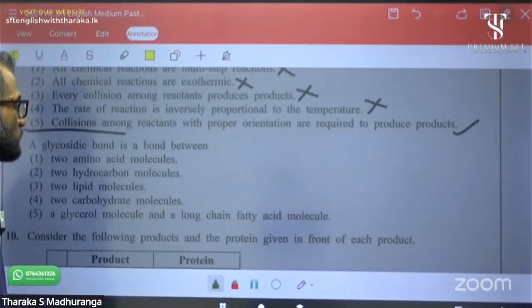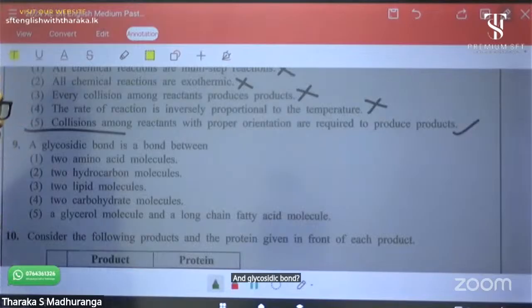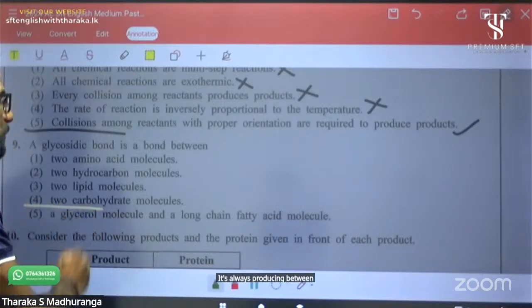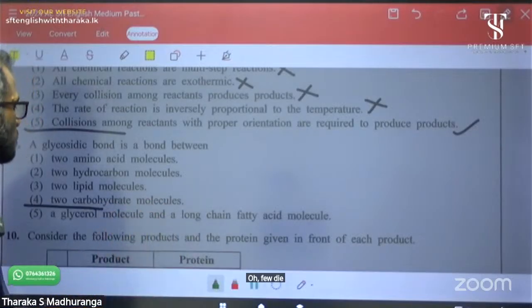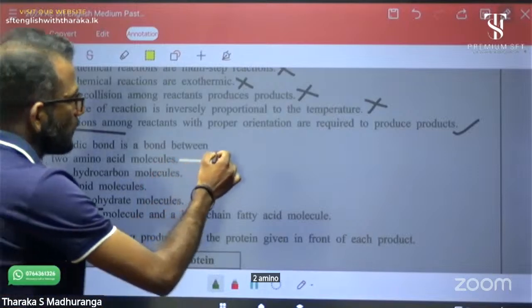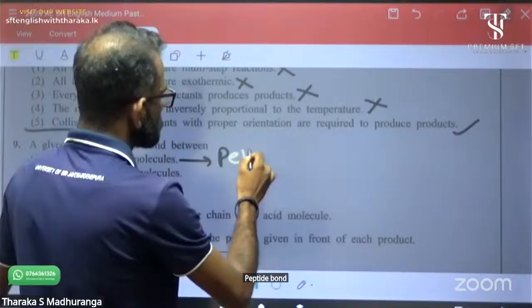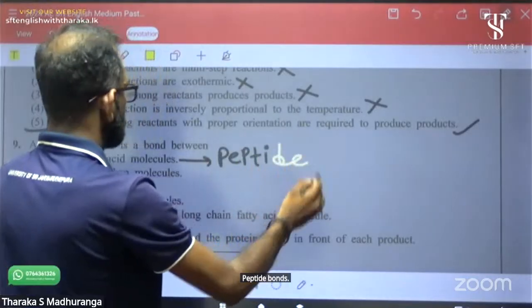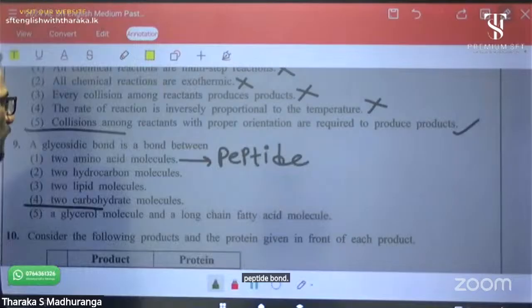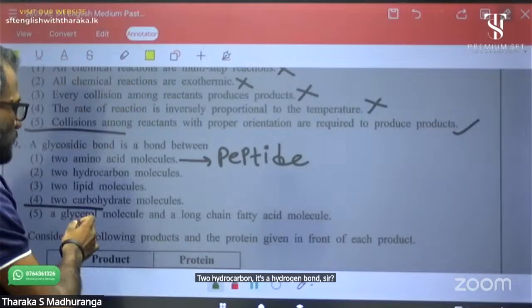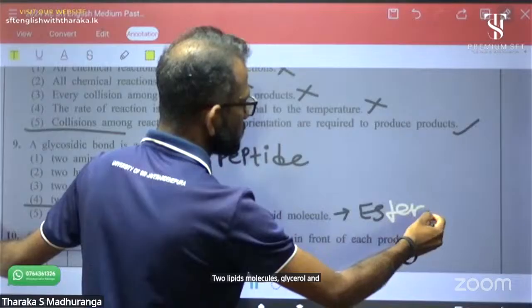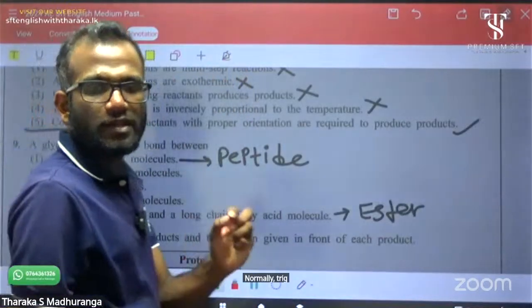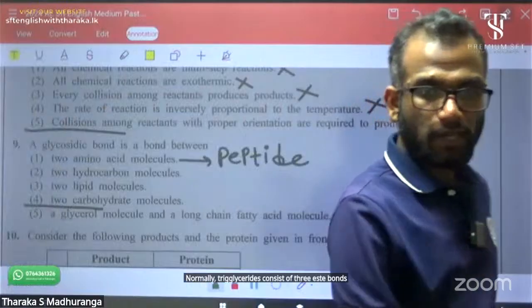A glycosidic bond is always formed between two carbohydrate molecules, two monosaccharides or two or a few disaccharides. Two amino acids form a peptide bond. Two hydrocarbons, it's hydrogen bonds. Two lipid molecules, glycerol and fatty acid, it is ester bonds. I think you can remember ester bonds. Normally triglycerides consist of 3 ester bonds. Last paper I explained.